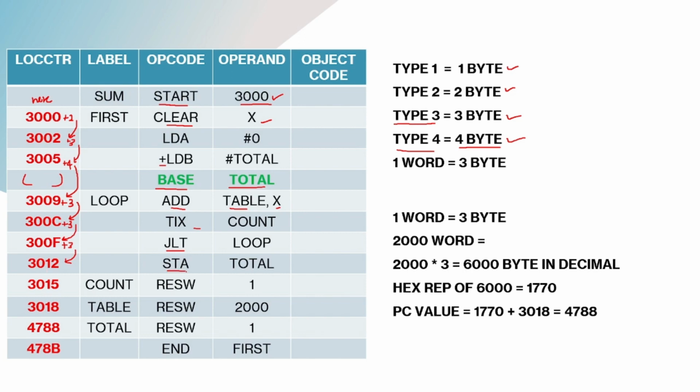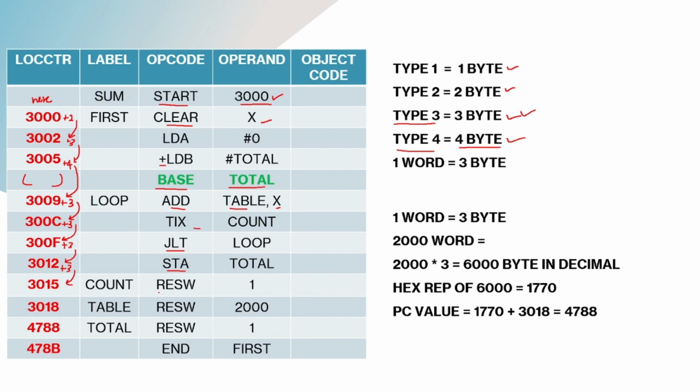Now STA TOTAL. STA again, if you can notice, is type 3. We don't have a hash right here, no registers being used. As a result, type 3. So type 3 takes up 3 bytes. We add 3 to this again. So next value, 3015. And at 3015, something happens.